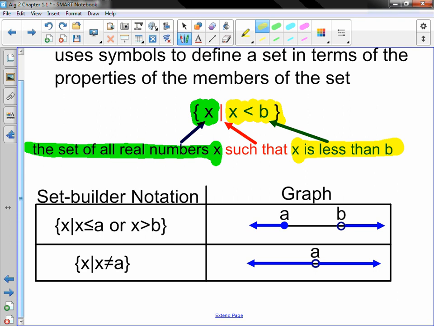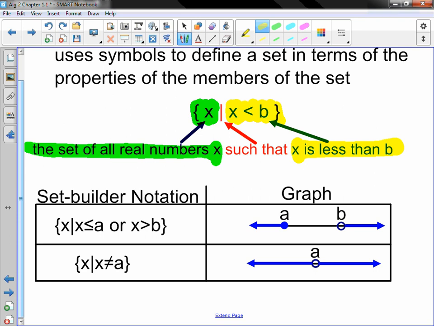So when we look at the set builder notation, the examples they gave us, the set of all real numbers x such that x is less than or equal to a or x is greater than b is what it's telling us there. So it's talking about the interval where x is less than or equal to a or x is greater than b. So we have two different graphs. So it's possible to have more than one. And this is a way for us to be able to write it.